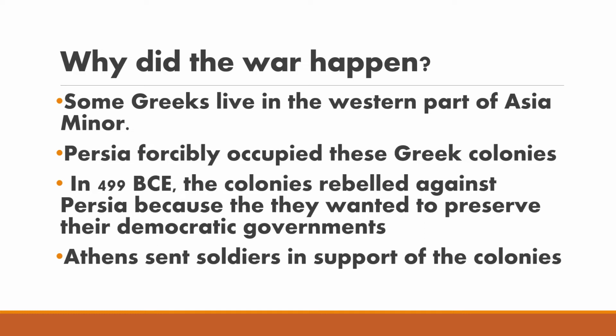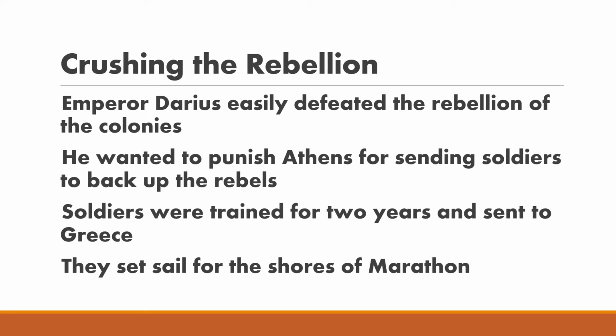So Athens, from Greece, sent soldiers in support of the colonies in Asia Minor. Emperor Darius easily defeated the rebellion of the colonies. He wanted to punish Athens for sending soldiers to back up the rebels. Soldiers were trained for 2 years and sent to Greece. They set sail for the shores of Marathon.